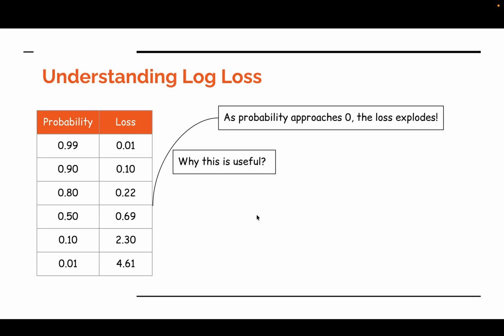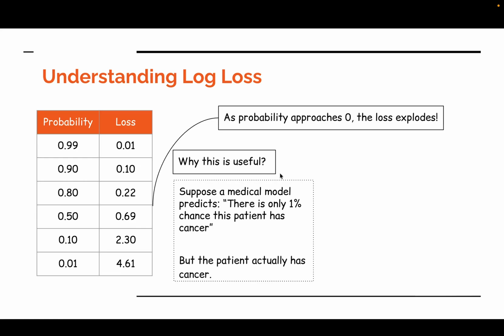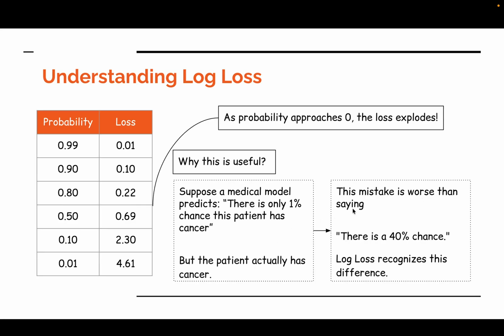So why is this useful for our use cases? Consider we have a medical model which predicts there is only a 1% chance this patient has cancer. But the true label is the patient actually has cancer. Now this mistake is worse than saying there is a 40% chance. If you are a doctor depending on the model for the diagnosis, and the model says there is a 40% chance, then you will be aware that this model is not certain about its result and you will do further tests.